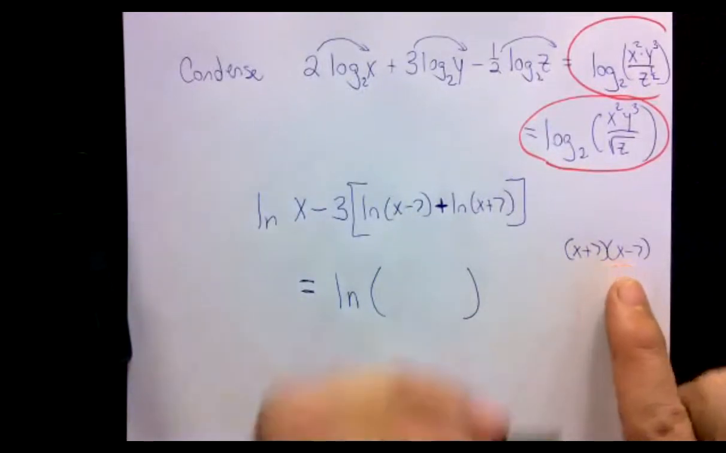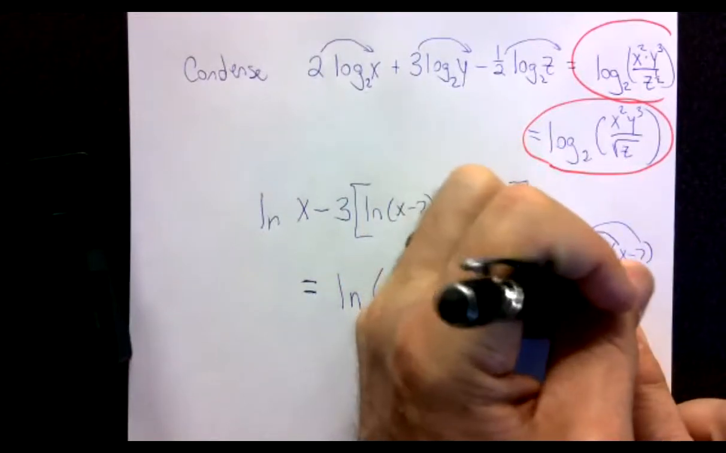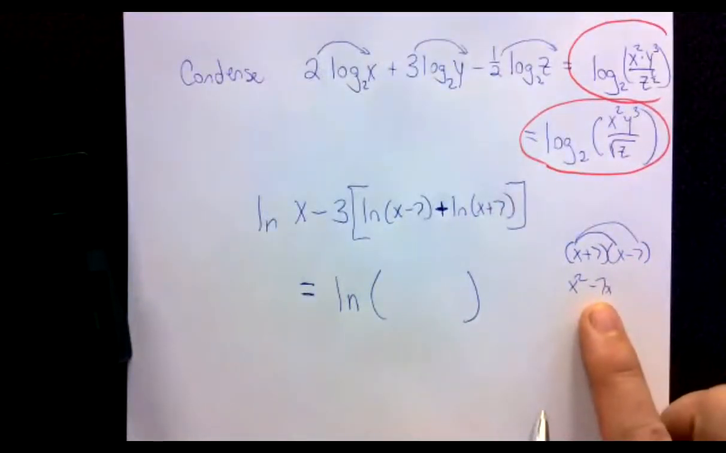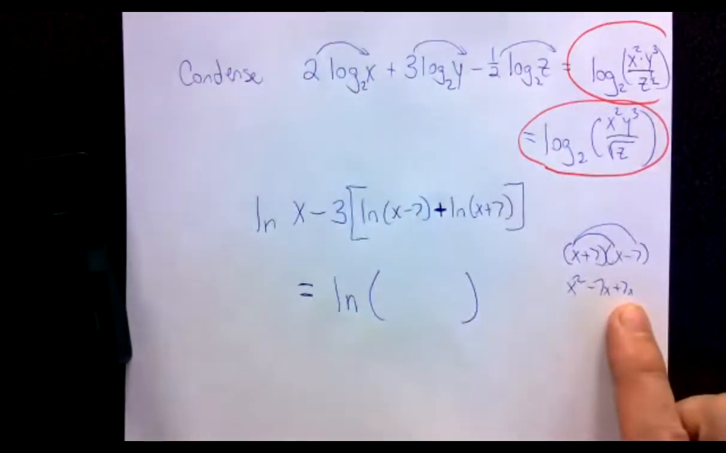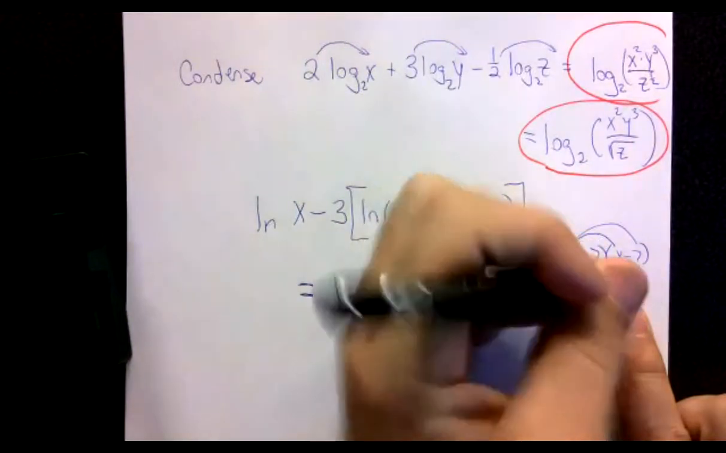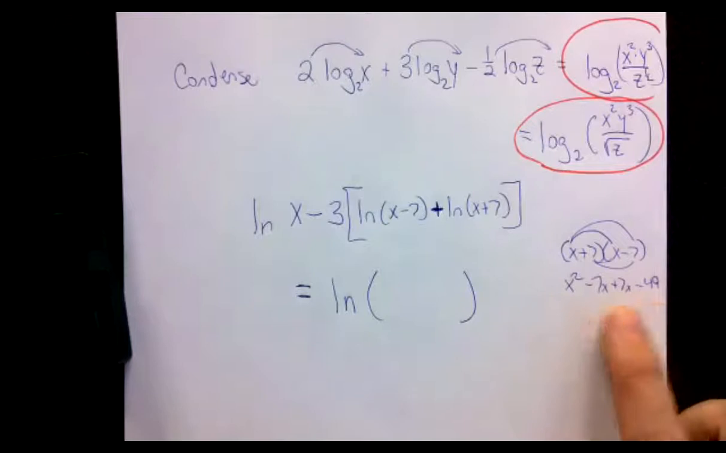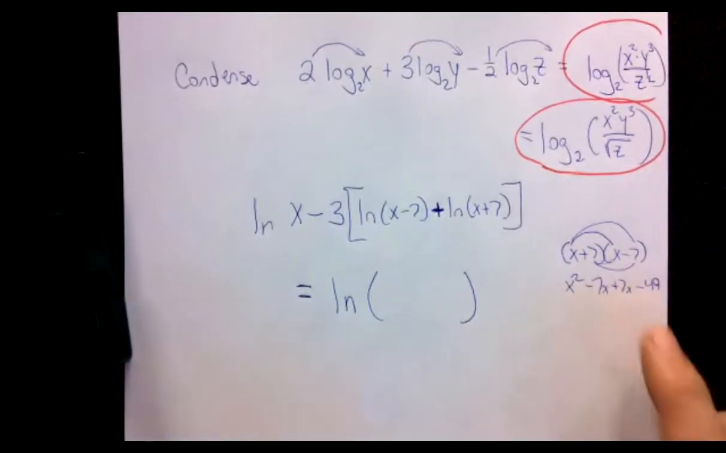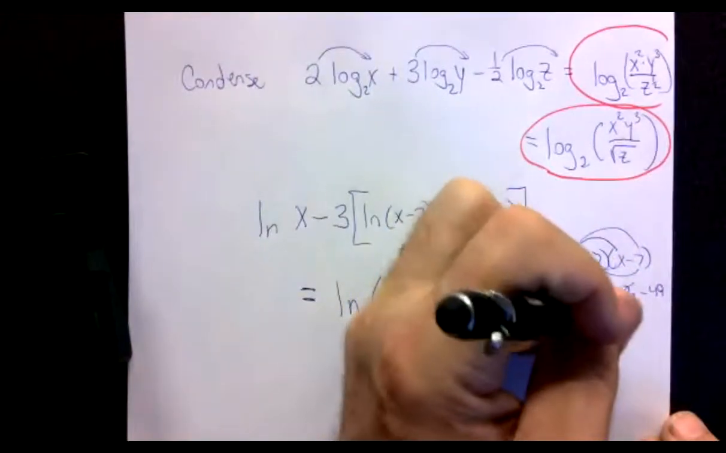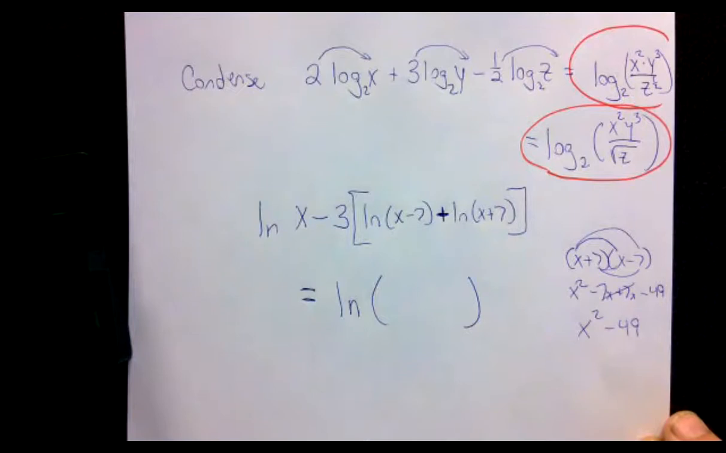We've got to distribute. So x times x is x squared. X times -7 is -7x. 7 times x is +7x. And +7 times -7 is -49. If we combine those like terms, the -7x and the +7x cancel, and we're left with x squared minus 49.